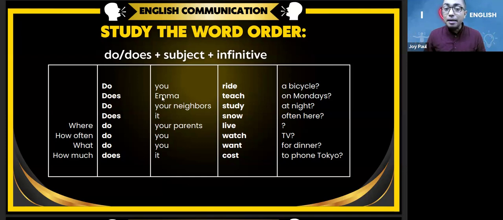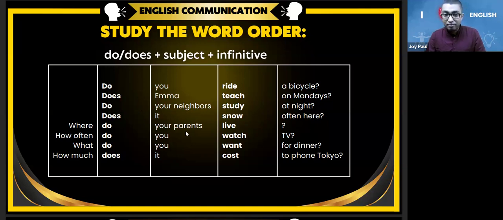Next, if I say Emma teaches on Mondays, how to create the question sentence? Does Emma teach on Mondays? Why does? Because Emma is third person singular. Do your neighbors study at night? If the statement is your neighbors study at night, how to create the question? Do your neighbors study at night? It snows often here. How to create the question sentence? Just add does. Does it snow often here?